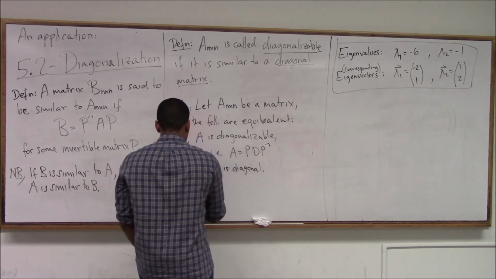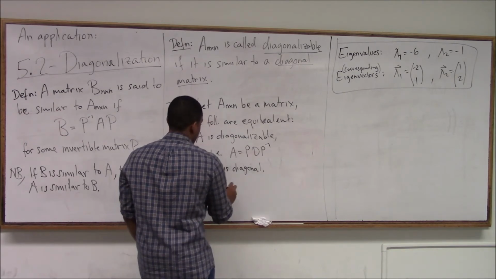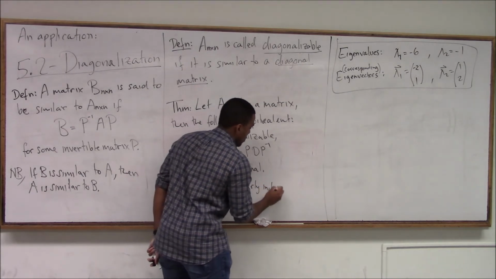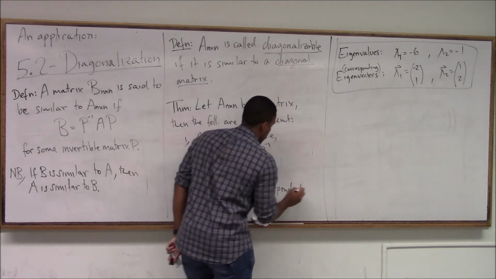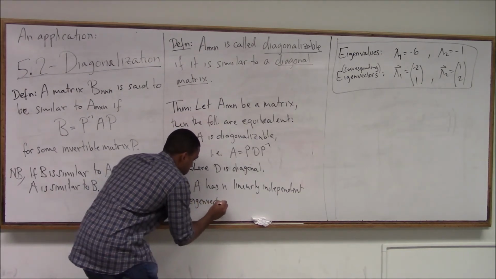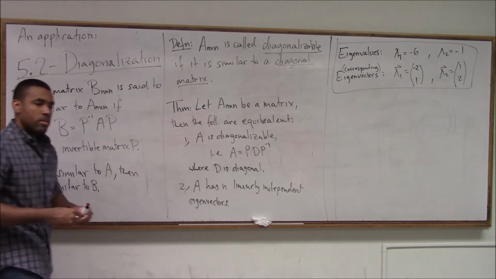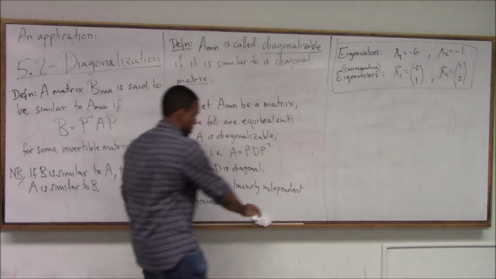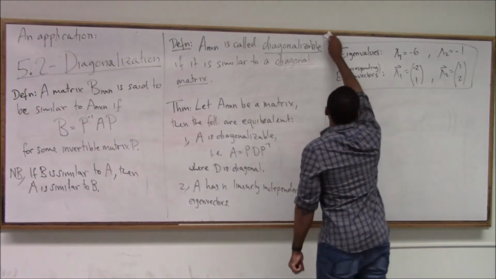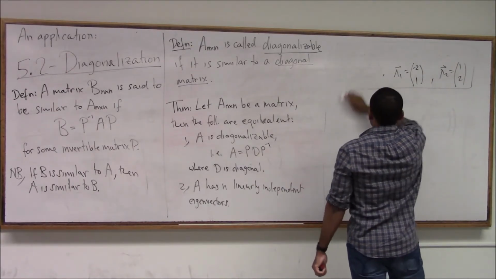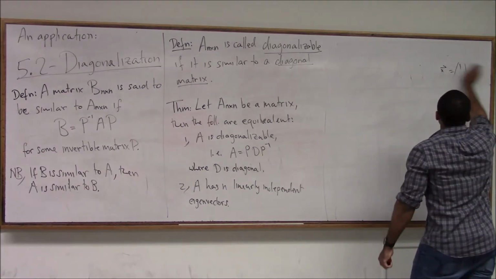And 2, A has n linearly independent eigenvectors. So if you have an n by n matrix and you can find n eigenvectors and they're all linearly independent, it means that A is diagonalizable. There exists some diagonal matrix that you can make it similar to.